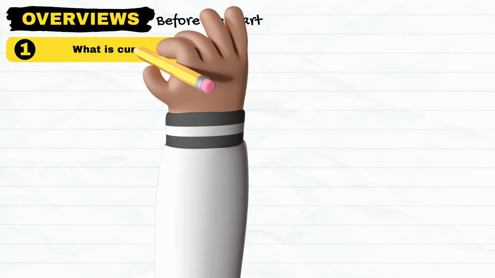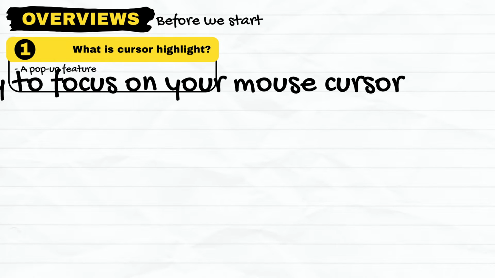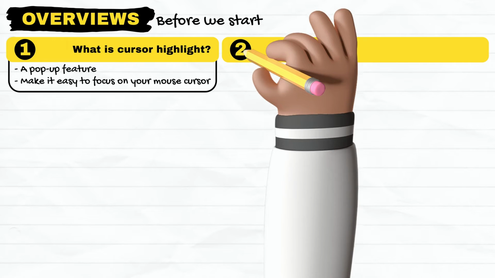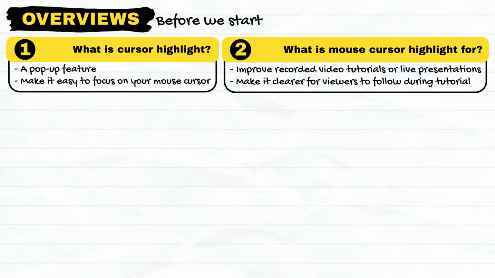1. What is Cursor Highlight? Cursor Highlight is a pop-up feature that makes it easy for others to focus on your mouse cursor. 2. What is Mouse Cursor Highlight for? Highlighting the mouse cursor can improve recorded video tutorials or live presentations. Applying a highlight effect to the small mouse cursor can make it clearer for viewers to follow during tutorial videos or while viewing your desktop during screen sharing.